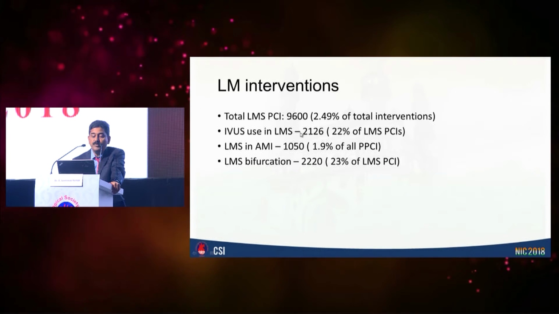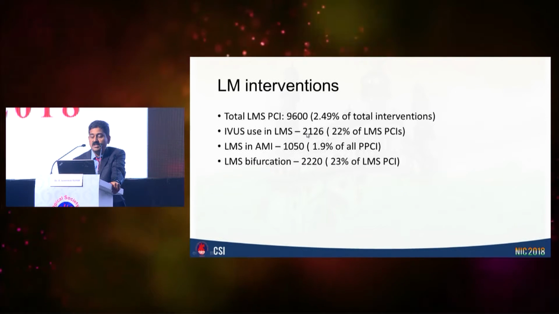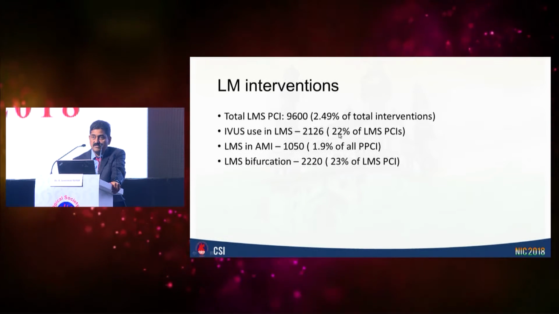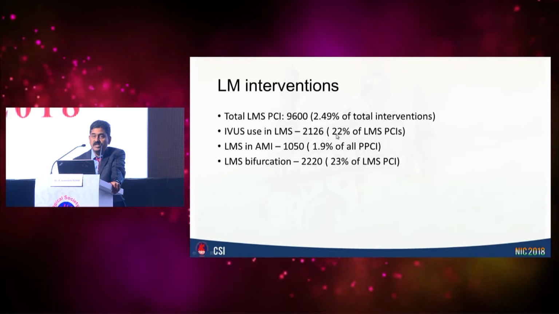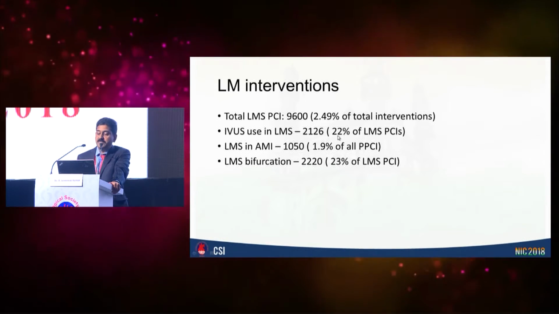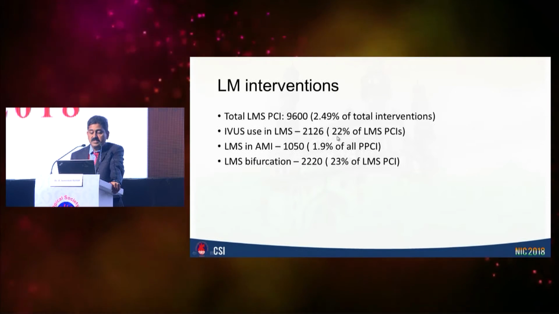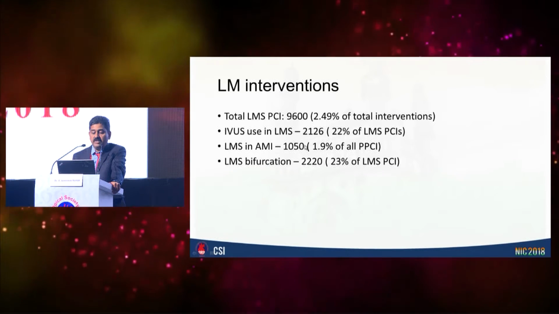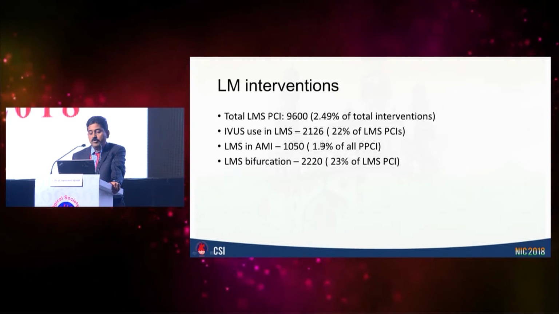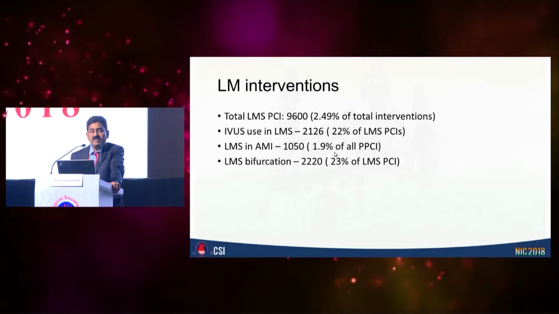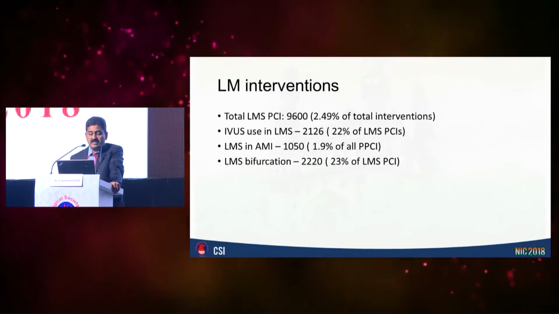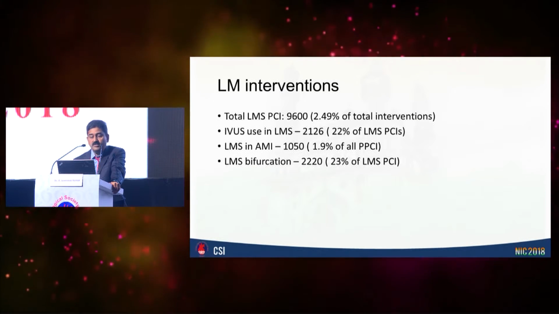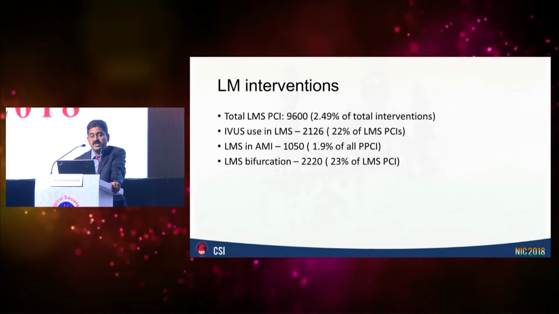Often we talk about how many image-guided procedures are done. This data shows that 22% of left main PCIs are done with image guidance. We wish it could further increase with more availability. With optimization of technique and OCTs being available, which are easily interpretable, probably these numbers could go up in future. Another interesting aspect which I have noticed is that when acute MIs are identified, about 1.9% of them had some sort of involvement of the left main. And bifurcation left mains contributed about 23% of all, 2,200 plus were left main bifurcation interventions.